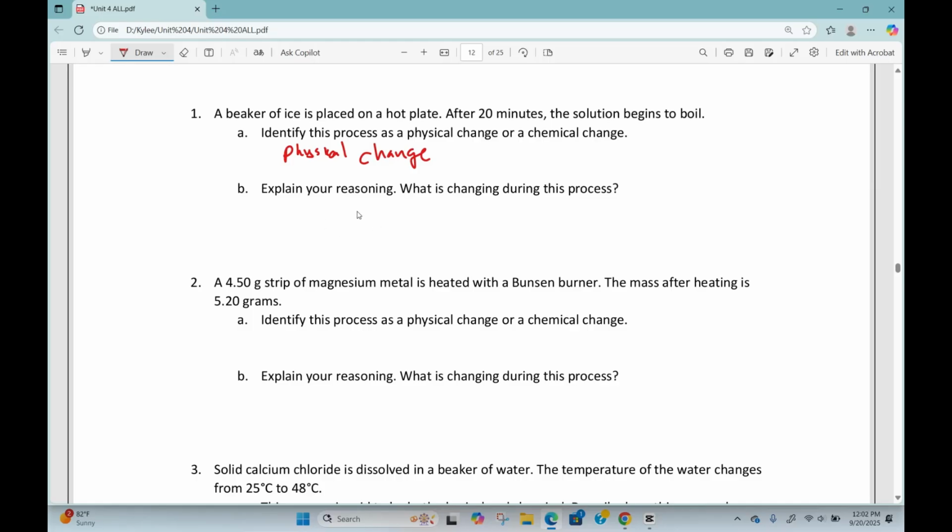So what is changing during this process? This is a phase change. So nothing is changing from the composition. I'm going from H2O in a liquid phase to H2O in the gas phase, but I'm not changing anything about the composition of my substances. And that's why this is a physical change, not a chemical change. So no change in composition.